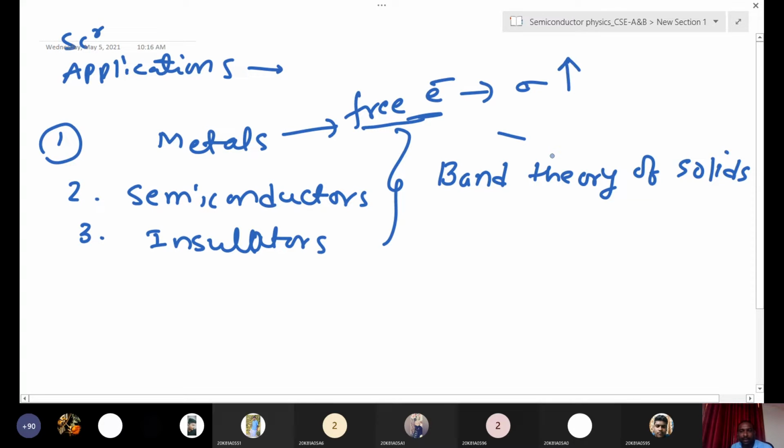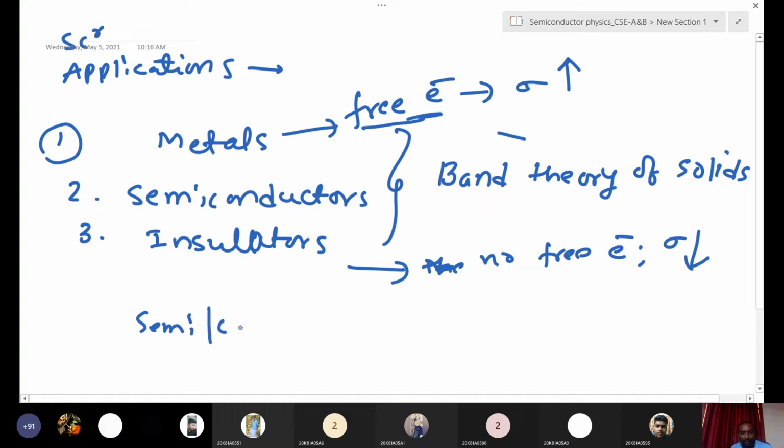If you come to the insulators, there are no free electrons. You can write: no free electrons. So no free electrons means conductivity is also very less. And the semiconductors, if you divide the word, are semi and conductors.